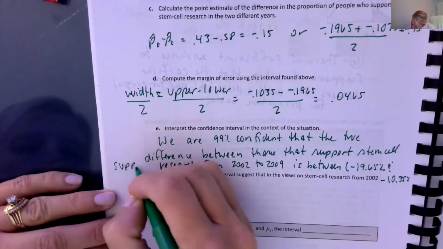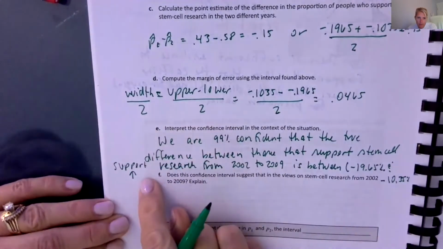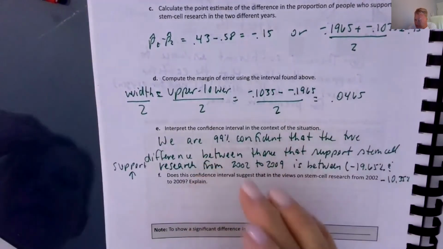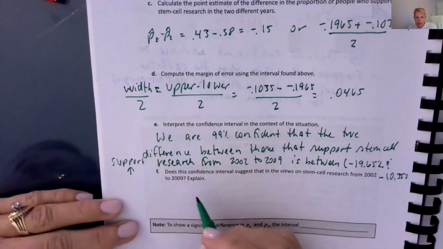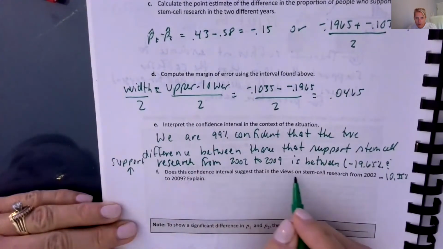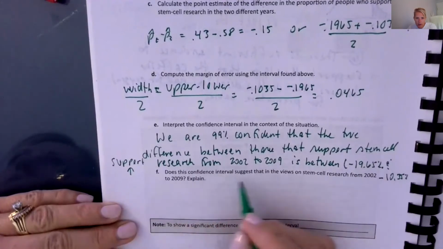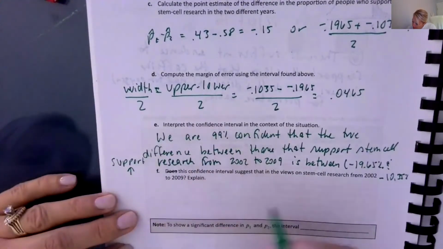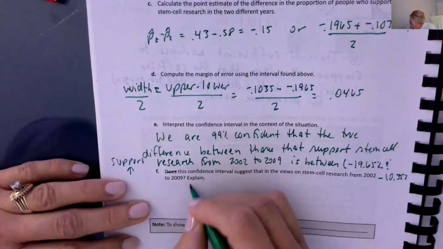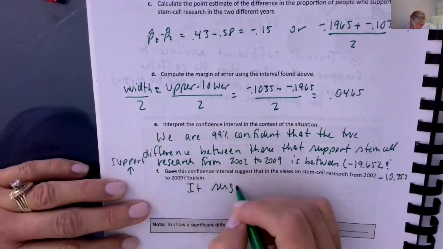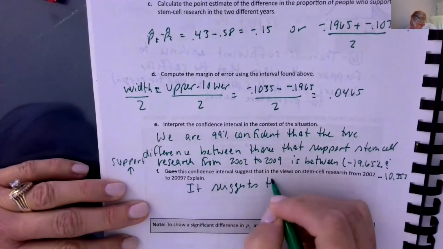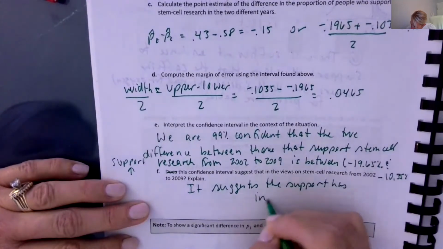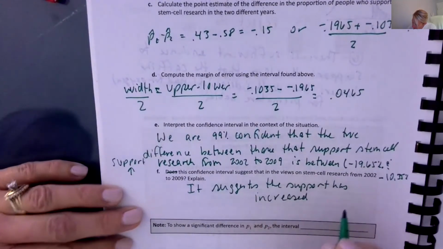Support, let's write that over here. Support has gone up. That's why the 2009 is bigger. And when you subtract the 2002 minus the 2009, it's a negative value. So it says, does this confidence interval suggest that in the news on stem cell research from 2002 to 2009, it really should be, what does it suggest? So it appears it suggests the support has increased. We just talked about that.